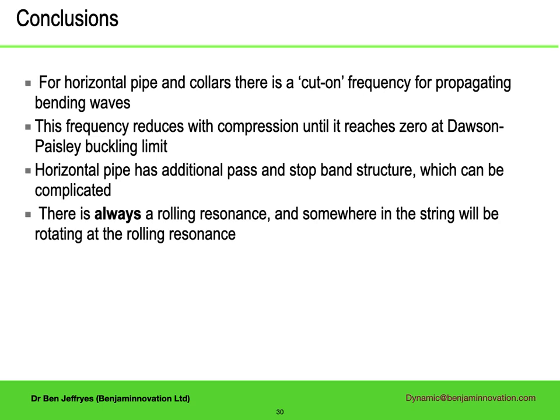So finally, a summary. For both horizontal pipe and collars, there is a cut-on frequency for propagation of bending waves. This frequency comes down as the compression increases, reaching 0 at the Dawson-Paisley limit when sinusoidal buckling is initiated. Horizontal pipe has a pass and stop band structure for bending wave propagation, which can be complicated. Whatever the compression, there is always a rolling resonance, and when drilling a high-angle hole, somewhere in the string will be rotating at the rolling resonance.